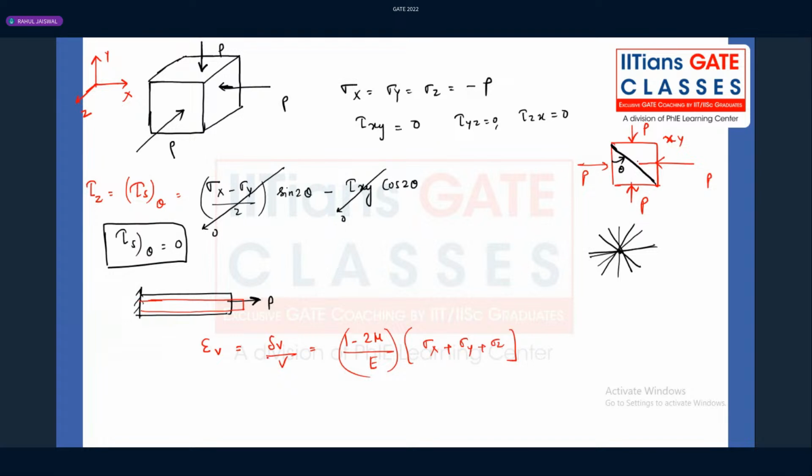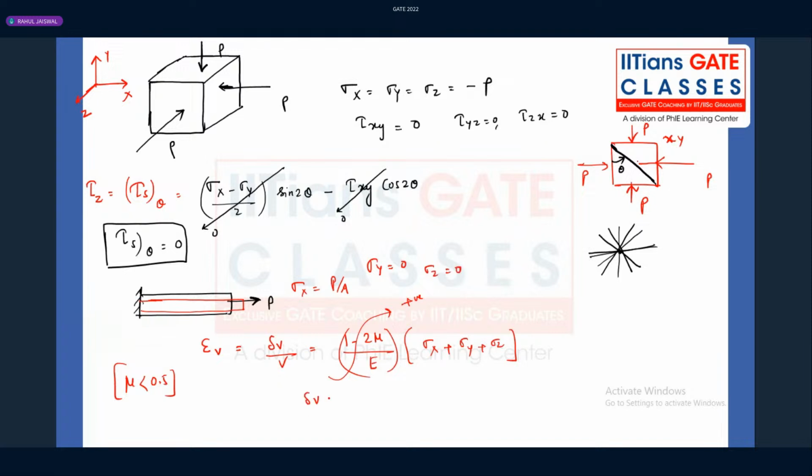For a particular material, the mu value will be less than 0.5, because they have mentioned a steel rod. Poisson's ratio is less than 0.5, right? E value is also positive. So what about (1 minus 2 mu) by E? This value will be positive. What about sigma x? Sigma x is P divided by area. Sigma y, it is subjected to tensile load. Sigma y is 0, sigma z is 0.